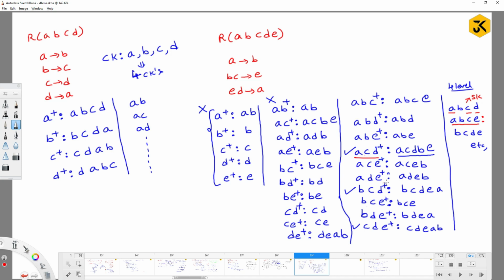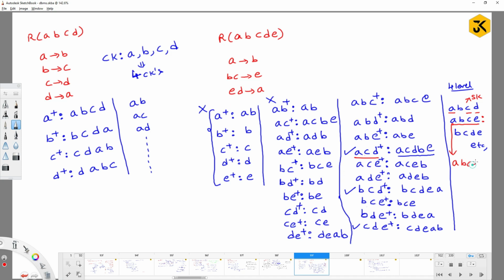ACD, BCD, CDE, right? So is it a part of any other things? No. If it is not the part of any other things, you have to make it as a candidate key. When it is a candidate key, it should derive all other things. Is it possible to derive all other things?